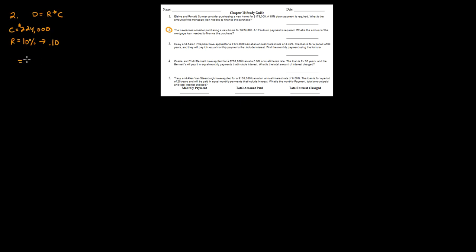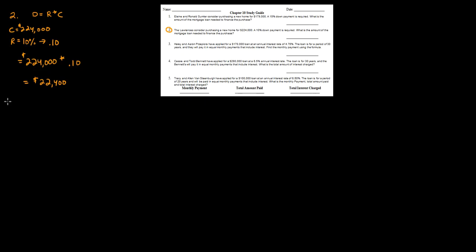So I'm going to go 224 times 0.10. When I do that, I find that the down payment is $22,400. That's not quite the question, though. The question is, what is the loan amount?